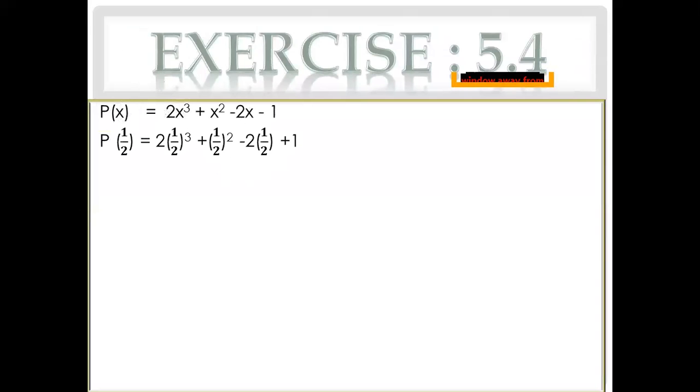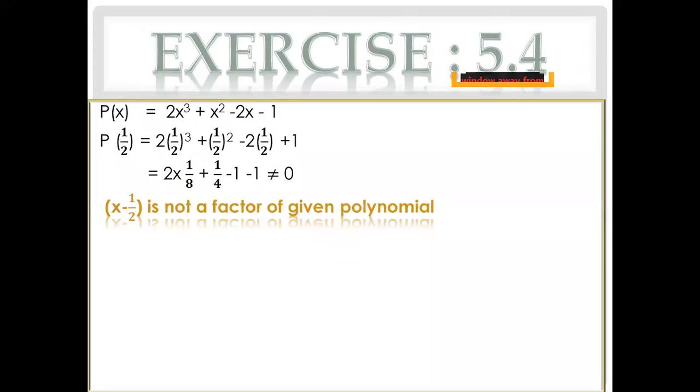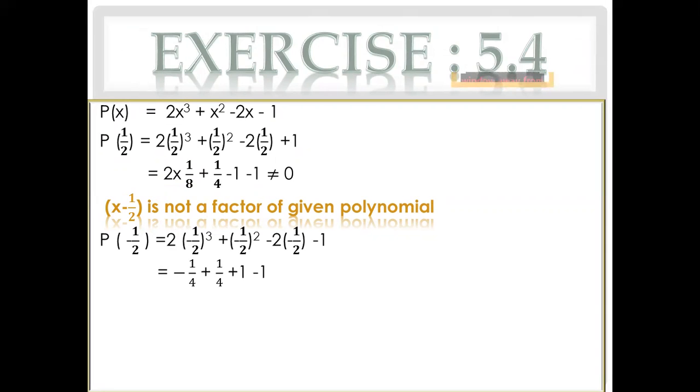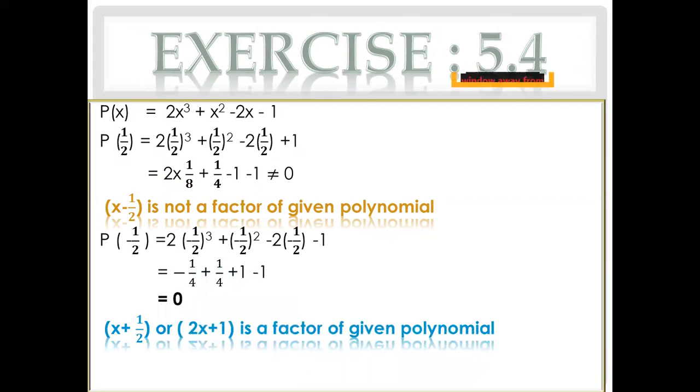2x cube plus x square minus 2x minus 1. Here we put plus 1 by 2. After the simplification, we see that the result is not equal to 0. So x minus 1 by 2 is not a factor of the given polynomial, and the last factor is minus 1 by 2. When we put minus 1 by 2, the answer becomes 0. Minus 1 by 2 is written here, but I think you cannot see the negative sign clearly. So x plus 1 by 2, or 2x plus 1, is a factor of the given polynomial.